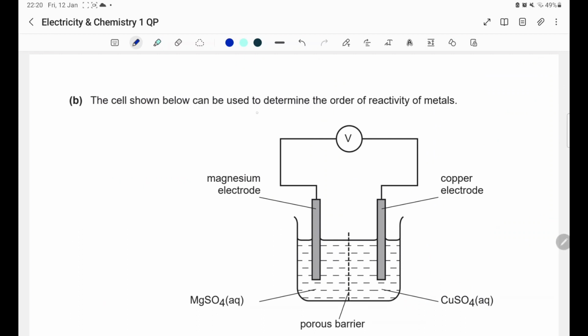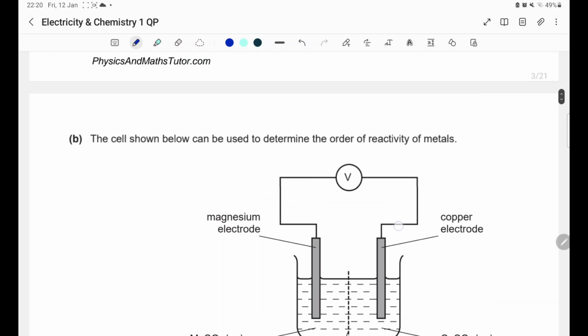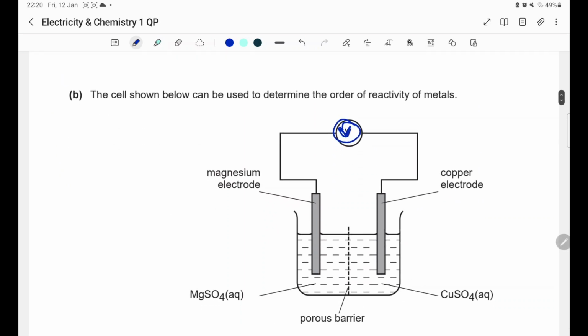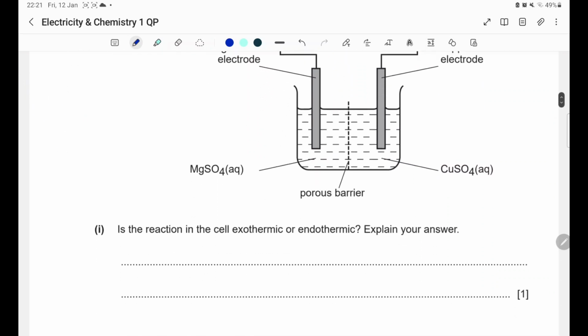The cells shown below can be used to determine the order of reactivity of metals. Is the reaction in the cell exothermic or endothermic? Now here you're going to have a reading of V because of the difference between the reactivity of the metals. And since there's a reading on V, that means that energy is being released because it is reading that amount of energy. Therefore, the reaction is exothermic. Energy released.